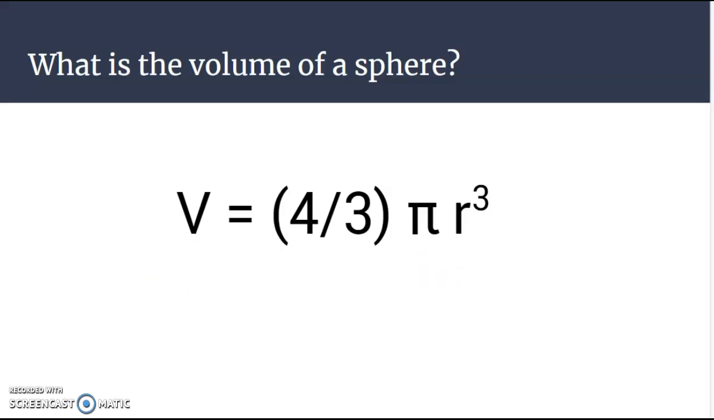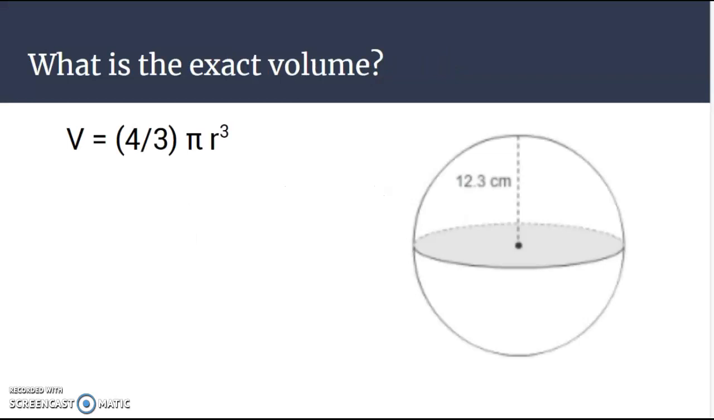Let's do a couple of quick examples and show this in action. So this question is asking, what is the exact volume? When we talk about exact, we want to leave pi in our answer. Sometimes it may be left as a fraction, and sometimes we can have a decimal with that, just depending on how it works.